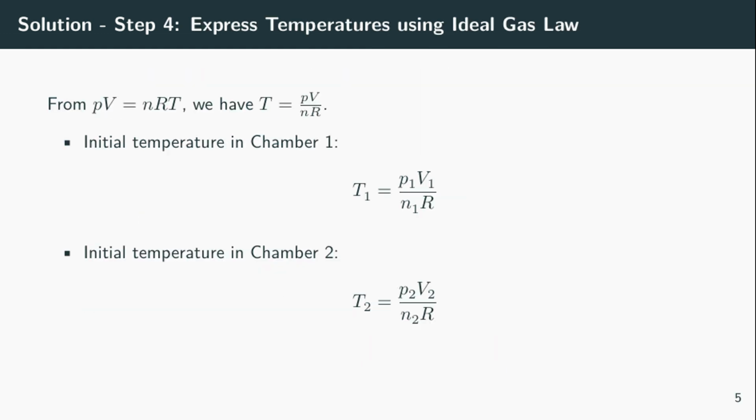Now we need to figure out those initial temperatures T1 and T2. We can get these from the ideal gas law, PV equals nRT. If we rearrange that, we find that the temperature T is equal to PV divided by nR. So for chamber 1, the initial temperature T1 is equal to P1V1 divided by N1R. And for chamber 2, the initial temperature T2 is equal to P2V2 divided by N2R. We don't need the value of R itself, just these expressions.